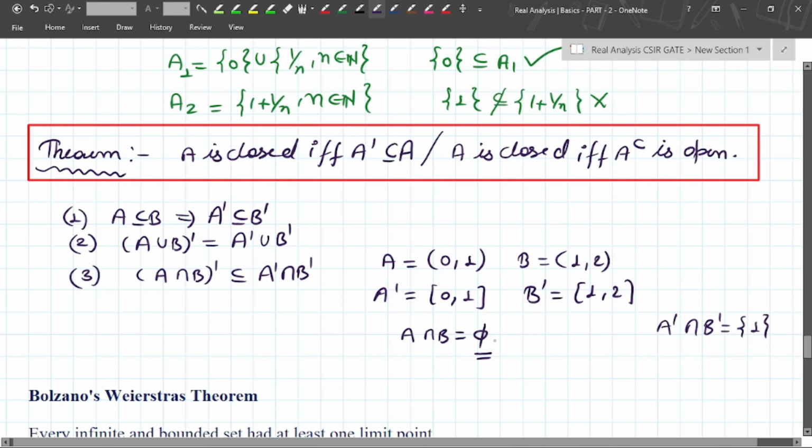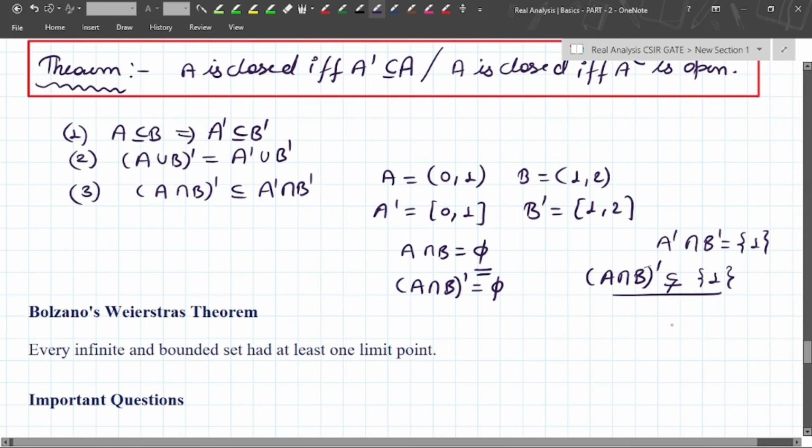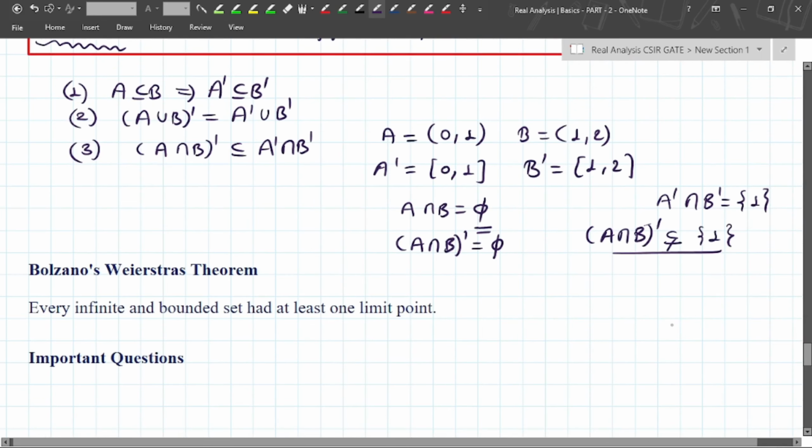Now you can see here, if I take the derived set, what is the derived set of A intersection B? It is empty. Now you can see the intersection of the derived sets is not a subset of it, so equality can't be true here. This is a subset, not equal. Next.